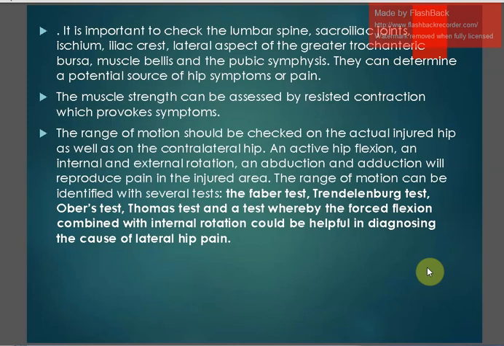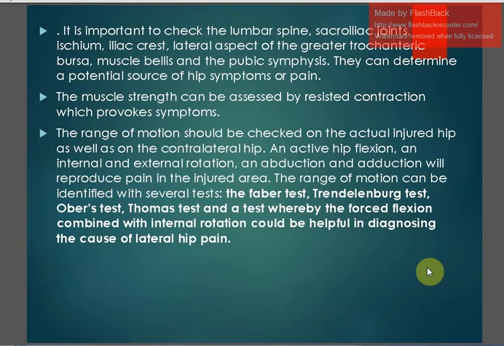The muscle strength can be assessed by resisted contraction which provokes symptoms. So if we resist the contraction or the movement, it will provoke the pain. So the range of motion should be checked on the actual injured hip, as well as we should compare on the sound side, that is the contralateral hip which is not affected. So an active hip flexion, internal and external rotation, abduction, adduction will reproduce pain in the injured area in the affected side.